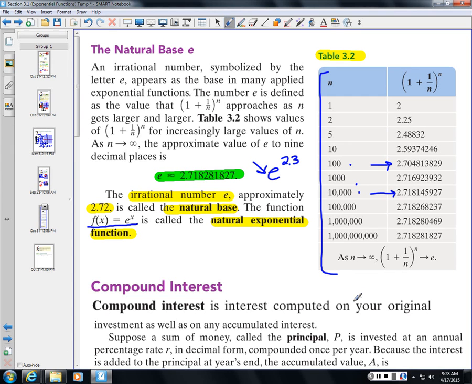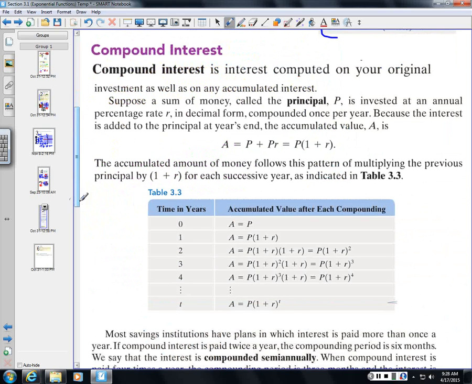And one of the areas where you will see the natural base E being used is in compounding interest. Now, I'm not going to read all this to you. This is all in your textbook, and of course you can print this out and keep it handy. This is just for your reference, to go into a little more detail and background on compound interest.